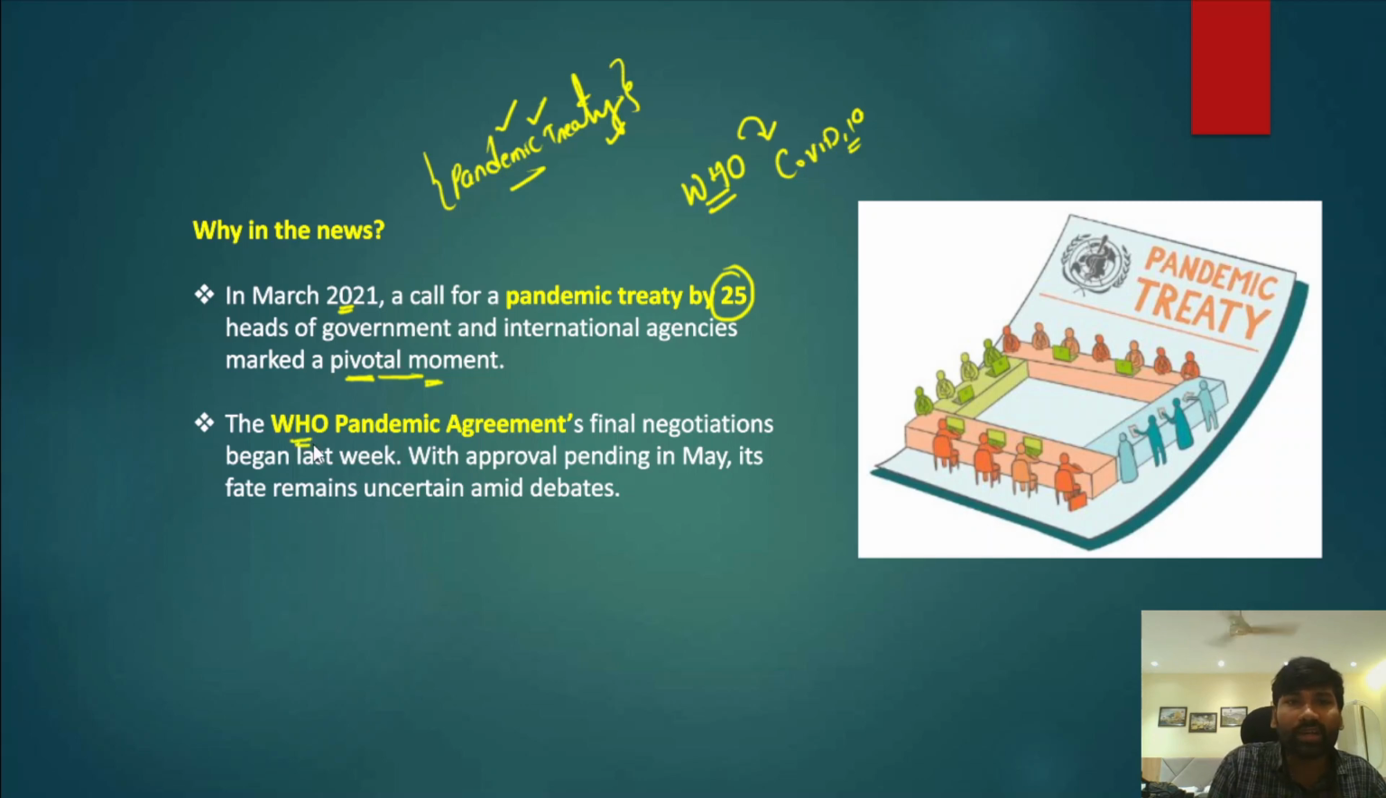The World Health Organization Pandemic Agreement final negotiations began last week. In fact, this agreement, which could establish a pandemic treaty, began last week. However, the approval for this particular agreement is pending in May. It is expected that approval would be given in May, and its fate remains uncertain amid the global debates with respect to the pandemic treaty.